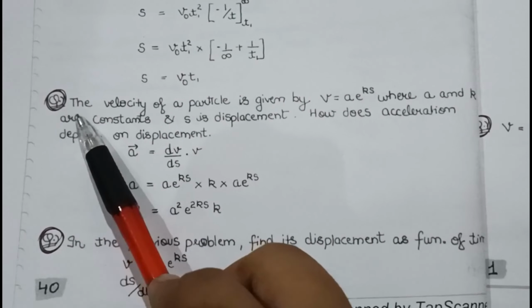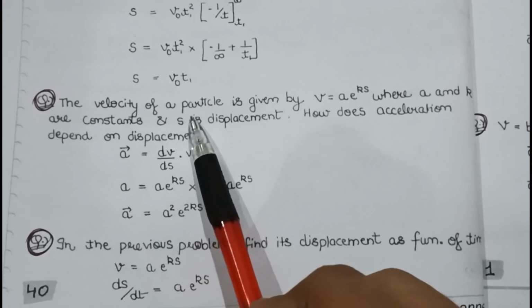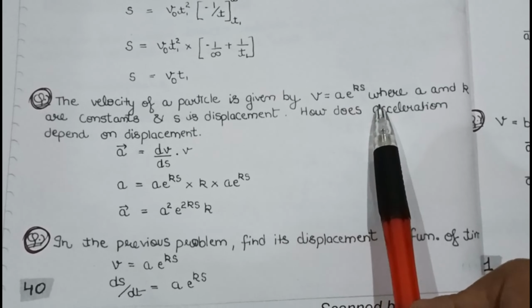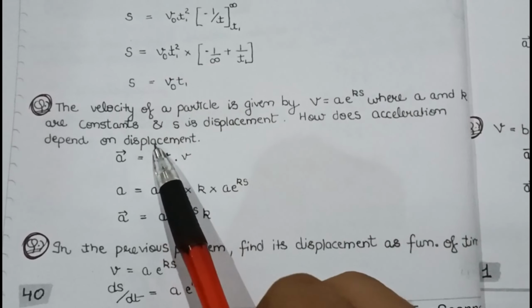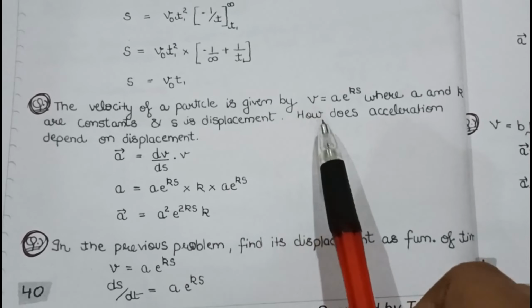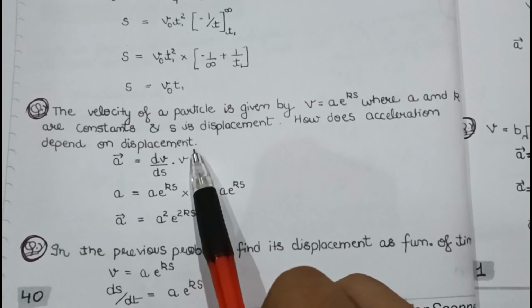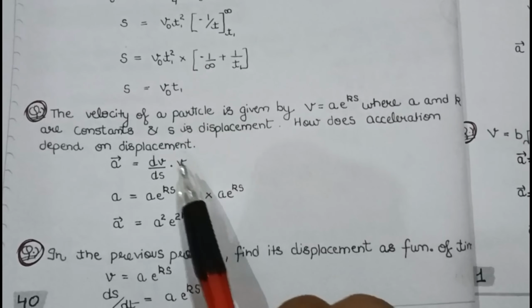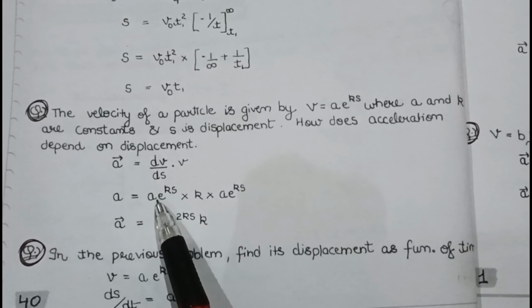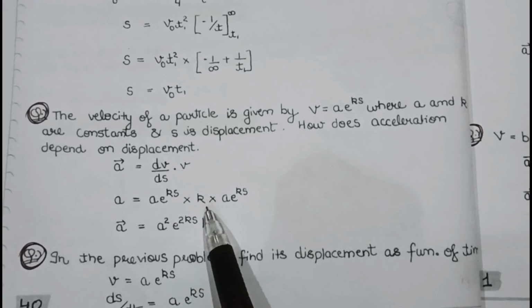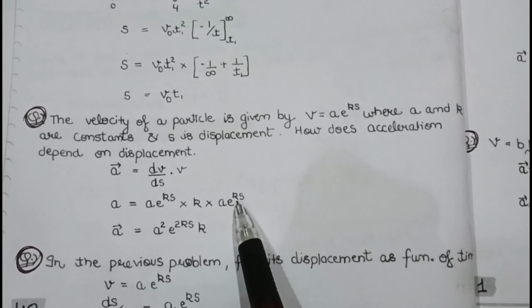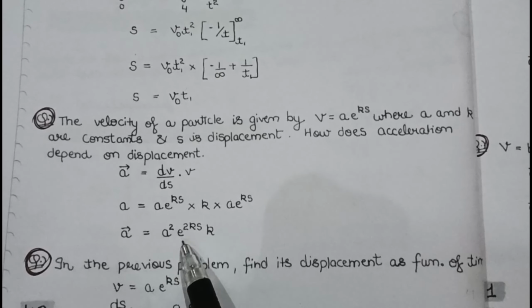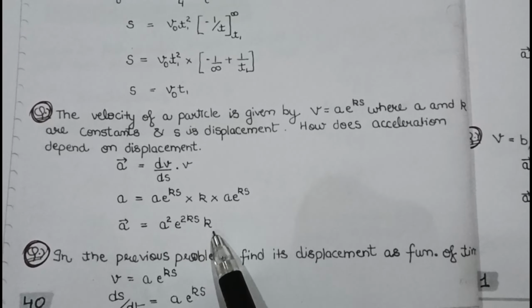Now let's move on to the next question. The velocity of a particle is given by v is equal to a e power ks, where a and k are constants and s is the displacement. How does acceleration depend on displacement? A vector is equal to dv by ds dot v. A is equal to a into e power ks into k into a into e power ks. A vector is equal to a square into e power 2ks dot k.